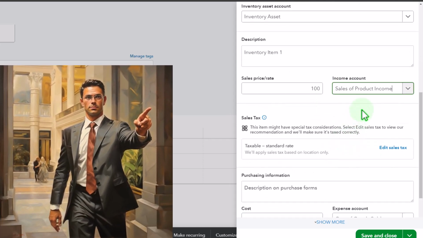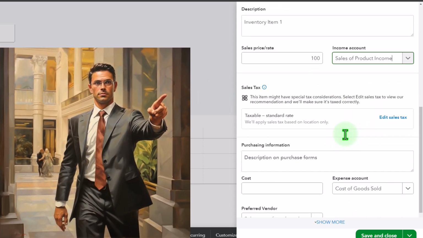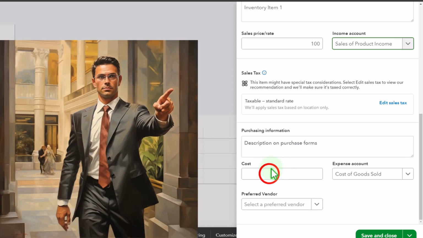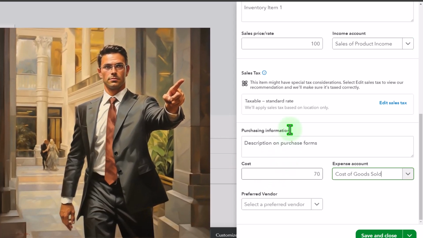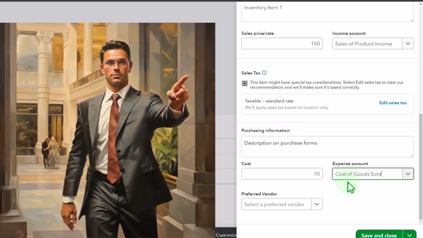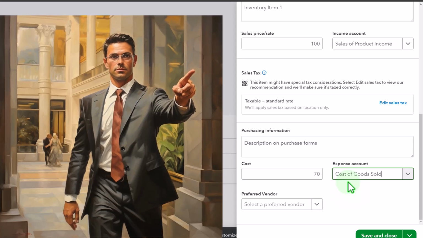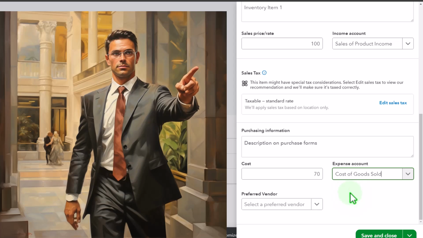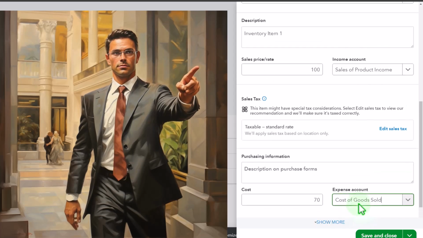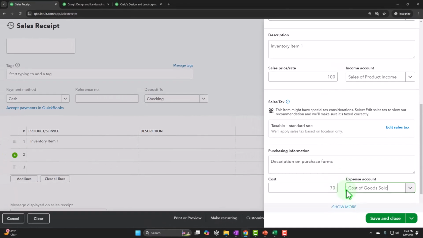The income account that will be impacted when we make the sale, as we will here, is the sale of product income. And then the cost: when we buy the inventory, let's say we buy them for $70. And cost of goods sold will decrease inventory when we sell it and record the expense account of cost of goods sold for the consumption of the inventory. So the net impact on net income when we sell it is going to be 100 minus 70. All right, let's save and close.